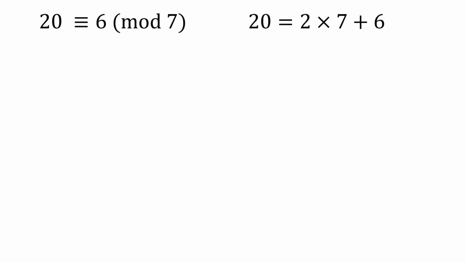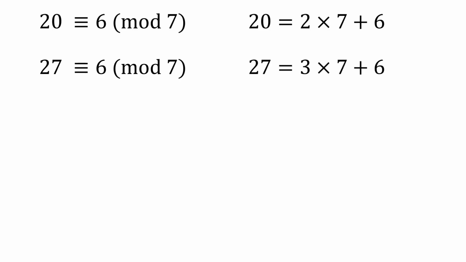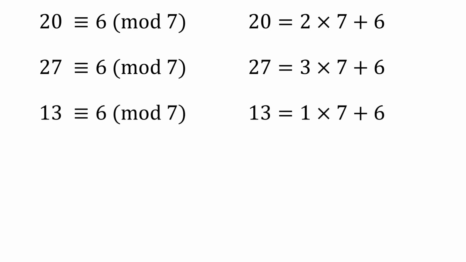Now, an important observation is that adding or removing multiples of 7, as in this example, is not going to change the result. We know that 20 is congruent to 6 modulo 7 because we can write it as 2 times 7 plus 6 as a remainder. If we add 7 to 20, then this is not going to change the remainder. We are just adding 7 one more time. And similarly, if we subtract 7, we are going to get 1 times 7 instead of 2 or 3 times 7, but the remainder stays the same.